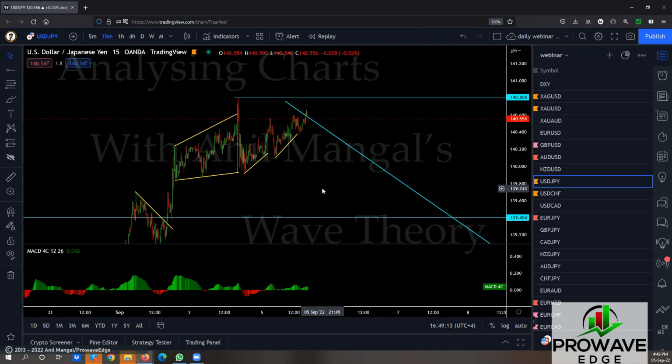After reversal, wait for flag. At any given time, you have to wait for a flag. You have to wait for that confirmation, a flag or a correction. Sometimes it won't happen. I would love to see a chart where that doesn't happen.